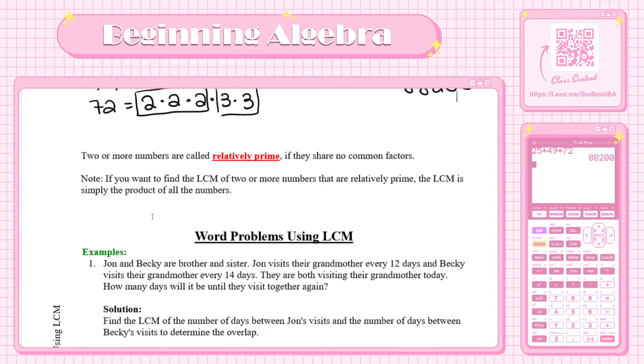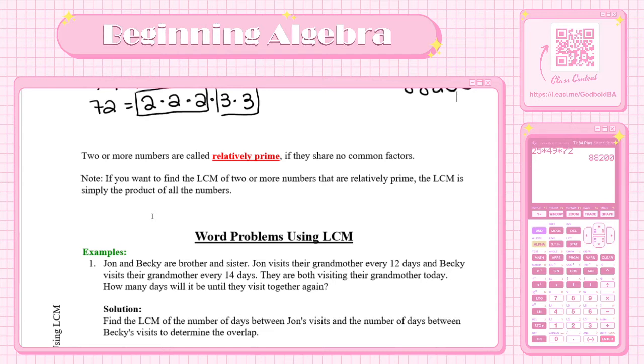Okay, so for example, John and Becky are brother and sister. John visits their grandmother every 12 days, and Becky visits their grandmother every 14 days. They're both visiting their grandmother today. How many days will it be until they visit their grandmother together again? So grandma really wants to know when both of her grandbabies are going to be in there at the same time. So she pulls out her calculator and figures out the least common multiple of 12 and 14 and says, well, this is when they're going to happen.